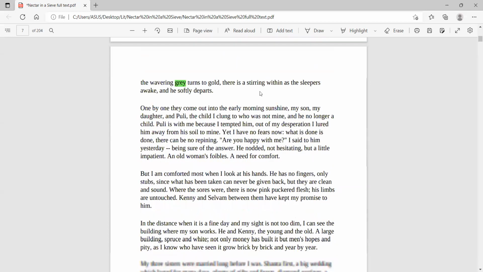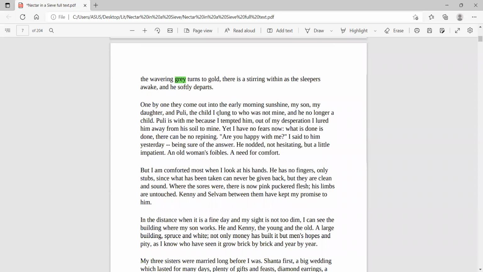Okay, so yes, clung to is held on or attached. Got it? And out of my desperation, tempted him. The narrator seems to have brought Puli to be with her. Like Puli has not told, okay, I'll come with you. No, not like that. The narrator has brought Puli to be with her. And lured is attracted, him away from his soil to mine.